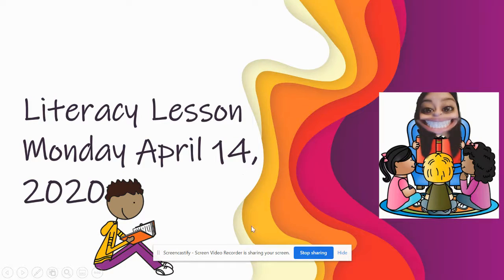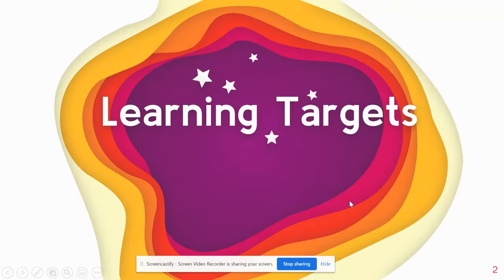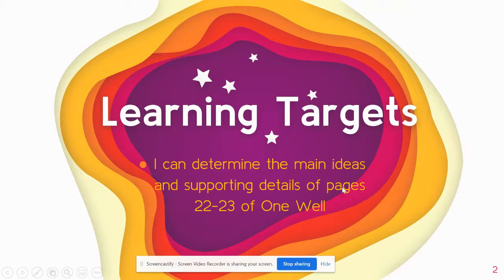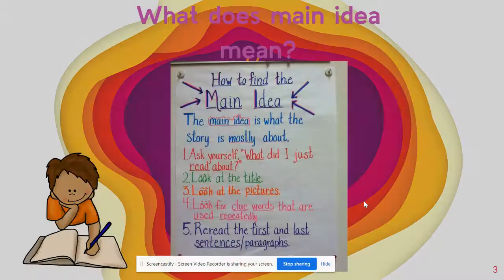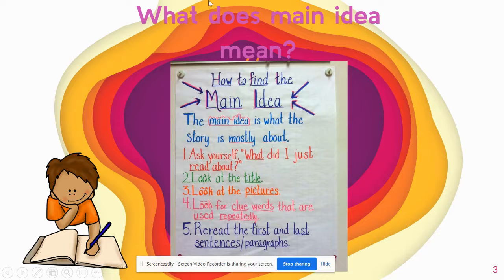From the beginning, okay? So we have our learning targets. And actually there's just one, so it's just a target. And it is, I can determine the main ideas and supporting details of pages 22 and 23 of One Well. Okay, so what does main idea mean? We've done this so much in our classroom. The main idea is what the story is mostly about or what it's all about, okay? So we ask ourselves, what did I just read about? Look at the title of the pages, look at the pictures. Look for clue words that are used repeatedly that can help give you an idea, oh, that's what this is all about, okay? And then one last strategy is to reread the first and last sentences in the paragraphs to help.